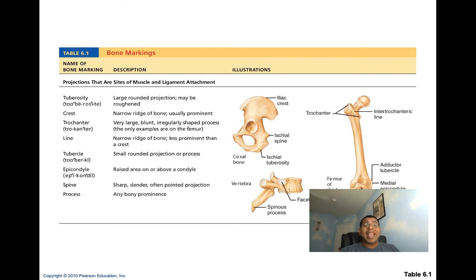And then is the term epicondyle. The prefix epi tells you this is something that's going to be found basically on or above. So epicondyle is a raised area on or above a condyle. Here we can appreciate the medial epicondyle. Right out here is going to be the lateral epicondyle. And then these are the actual condyles.